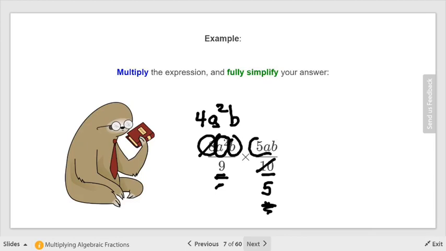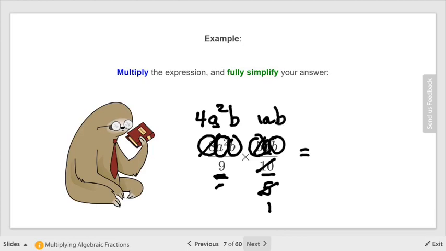The next factor is a 5. 5 and 9 don't have anything in common, but what do you notice about 5 and 5? They'll both divide by 5, which is going to turn them both into what? Ones. Okay. Then there's an a. Is there an a in the bottom anywhere? Nope. So it's going to stay a. Here's a b. Is there a b in the bottom anywhere? No. So it's just going to stay b.